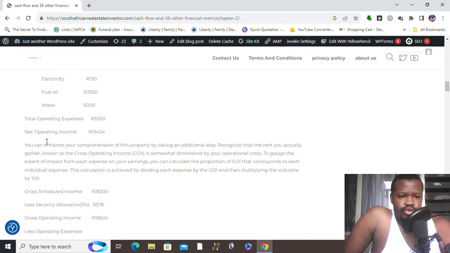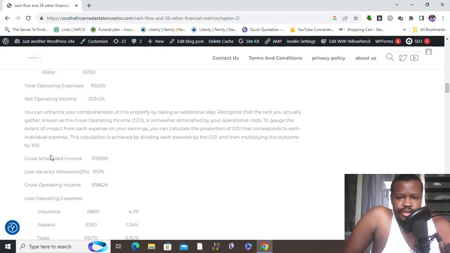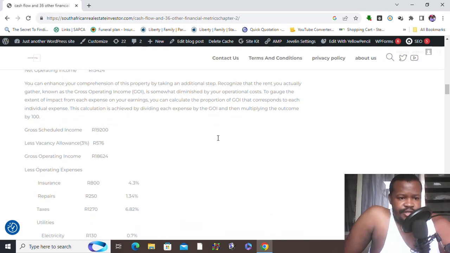You can enhance your comprehension of this property by taking an additional step. Recognize that the rent you actually gather, known as the gross operating income, is somewhat diminished by your operating costs. To gauge the extent of impact from each expense on your earnings, you can calculate the proportion of GOI that corresponds to each individual expense. This calculation is achieved by dividing each expense by the GOI, then multiplying the outcome by 100.